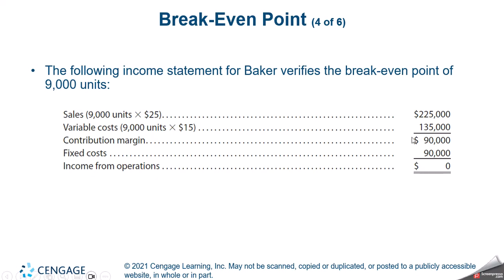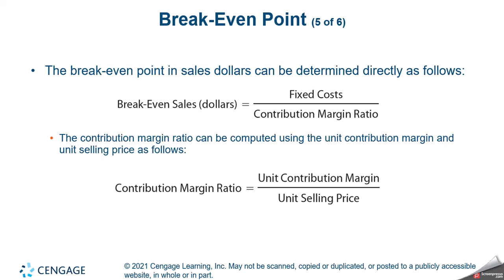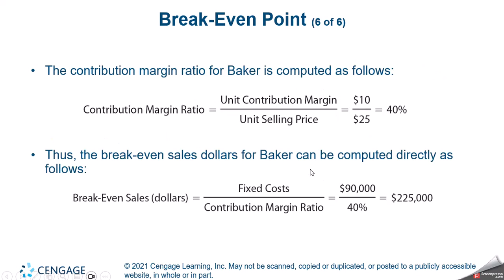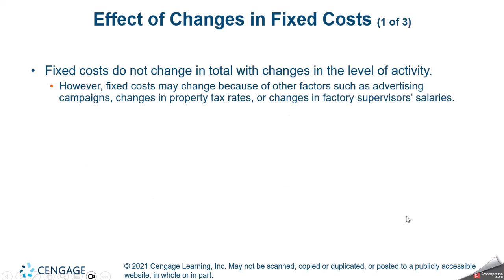So then again, here they show it in the income statement form. So you can see income from operations is 0 if we sell the 9,000 units. Okay, so then we can also, if we don't have it in units, if we have it only in sales dollars, we can take our fixed cost dollar amount and divide it by our contribution margin ratio. So our contribution margin ratio was 40%. Divide that into our $90,000 of fixed costs. Our break even in sales would be $225,000.